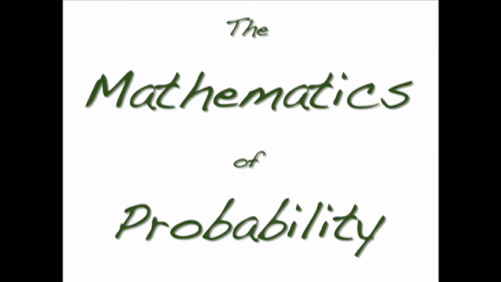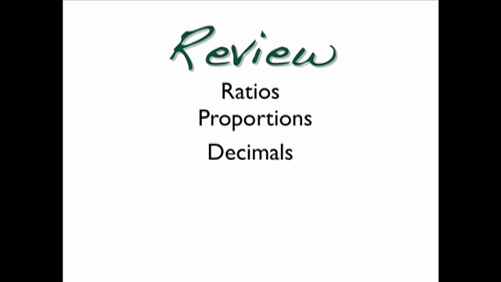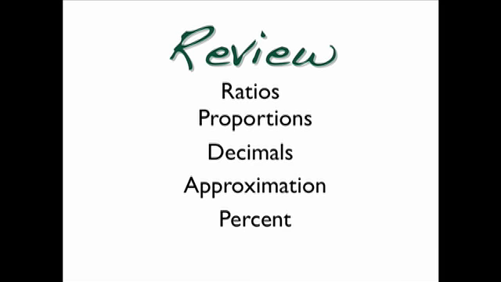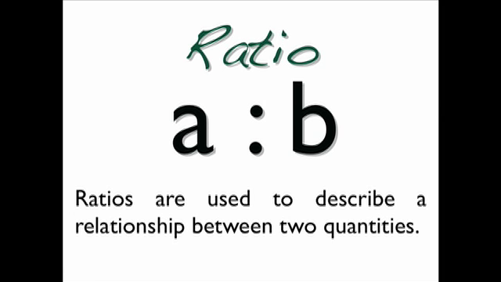mathematics of probability. We are going to review ratios, proportions, decimals, approximation, percent, and language. A ratio is an ordered pair of numbers A to B that is used to describe a relationship between two quantities.